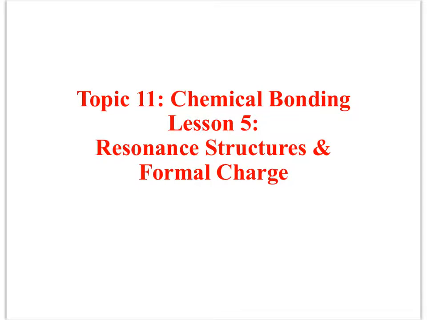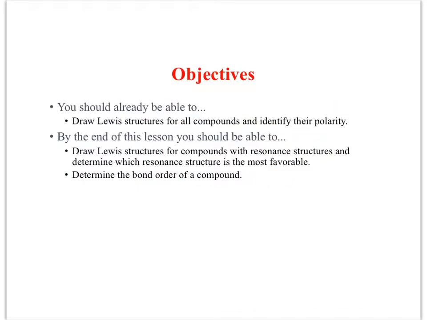So we've already looked at the method for drawing Lewis structures for compounds and telling if a molecule is polar or nonpolar. That was: count all the valence electrons, make your skeleton structure, connect them with bonds, and make sure everything adds up. By the end of this lesson, we're going to look at Lewis structures for compounds that have what are called resonance structures, determine which resonance structure is the most favorable, and also look at bond order. We're also going to do formal charge, which is related to resonance structures, but it's very, very easy.